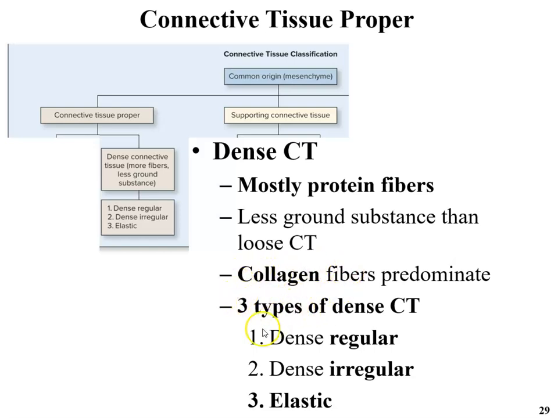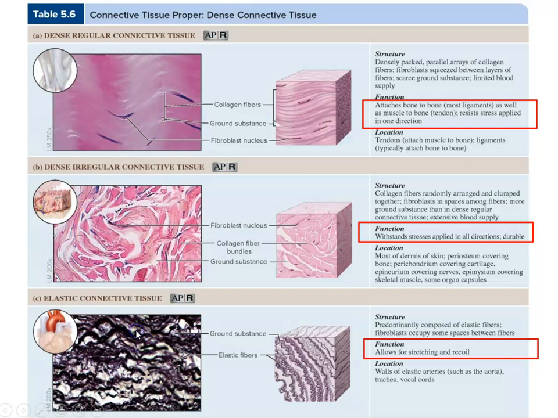There's three types. There's dense regular, dense irregular, and elastic. So here's dense regular. You can see the protein fibers are all aligned kind of in the same direction. And its function, this is going to be your binding connective tissue, okay? So it attaches bone to bone, as well as muscle to bone, right? So that'd be ligaments is bone to bone and tendon is muscle to bone. And it resists stress applied in one direction.